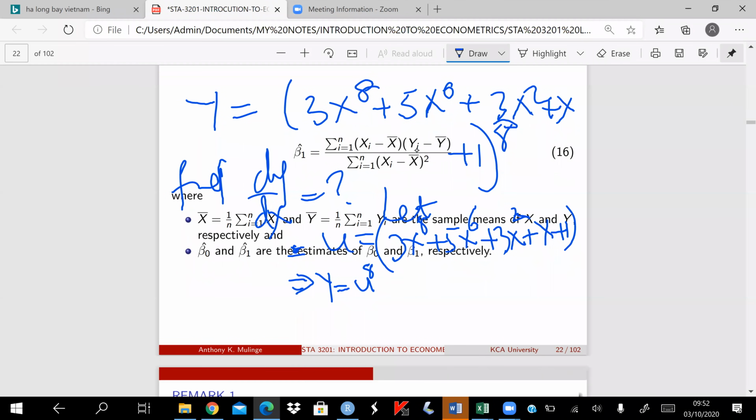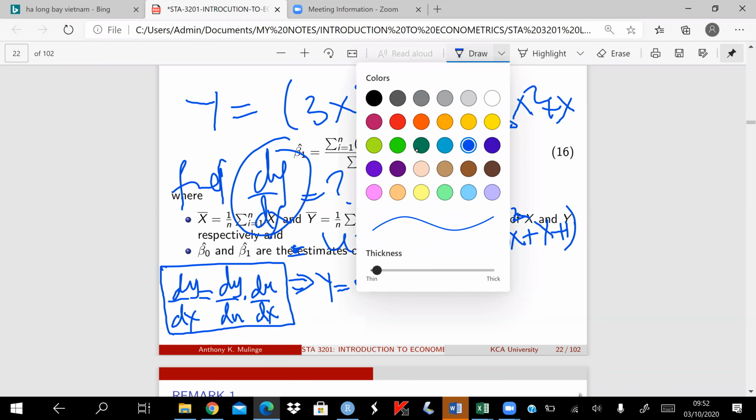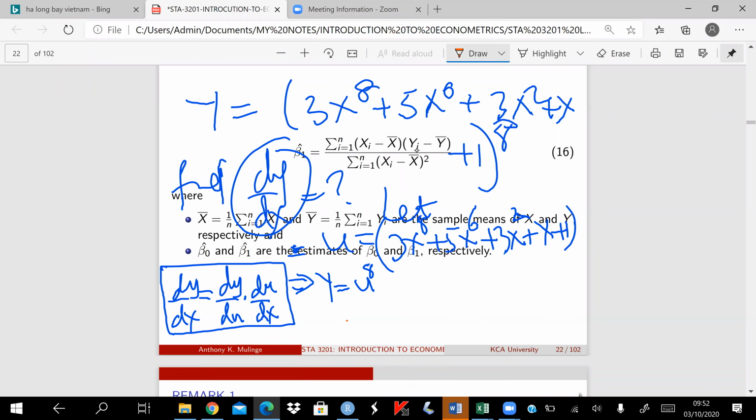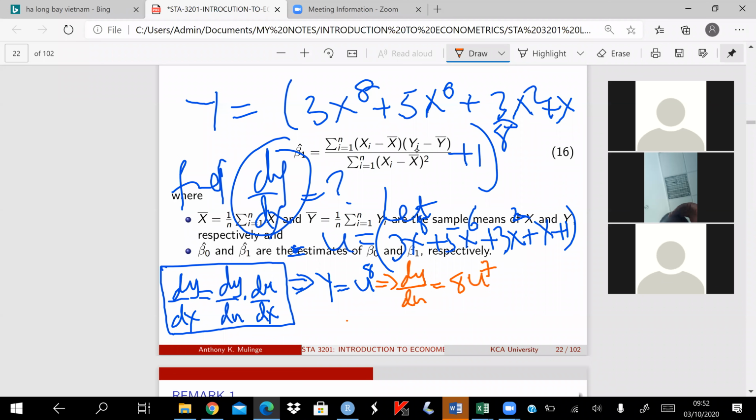So then from there, the chain rule is defined as follows: dy with respect to x, which is what we are looking for, is given by dy with respect to u multiplied by du with respect to x. That's the chain rule. So you just need to obtain these two derivatives. From here, I can get dy with respect to u, which is going to be 8u power 7.